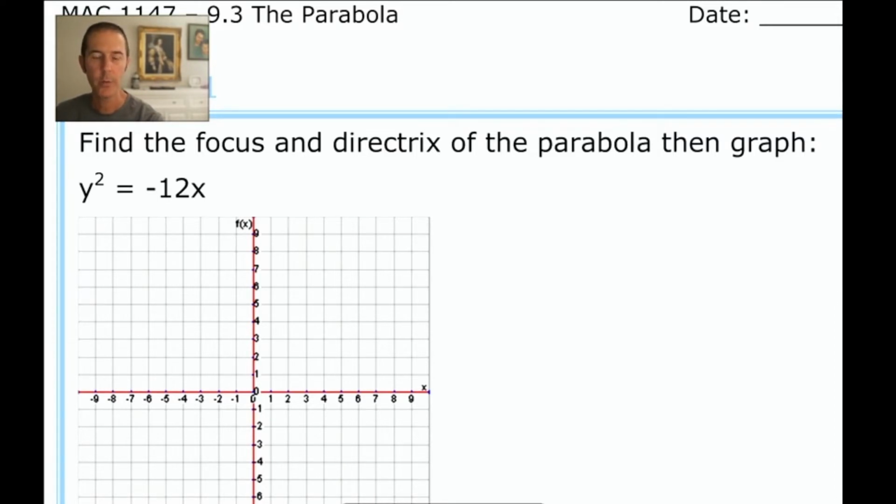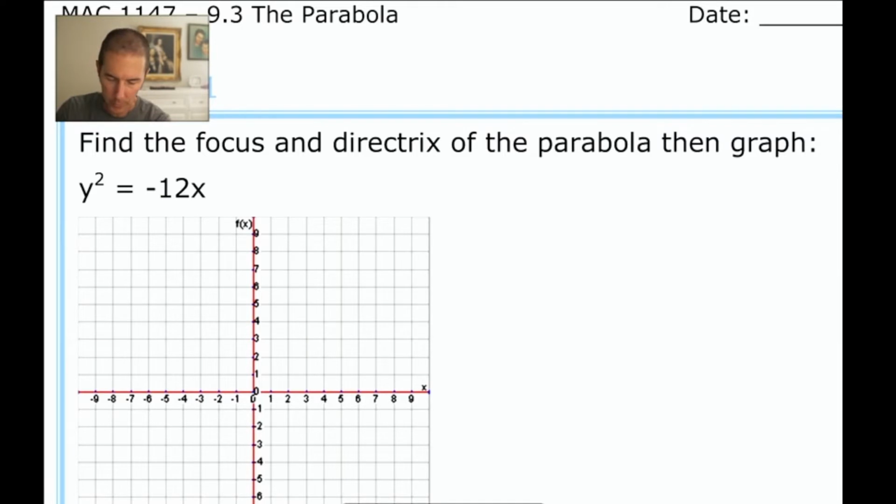So I know that this is going to be a sideways opening parabola. I'm also pretty confident that this parabola is going to be opening in the negative horizontal direction because of that negative a value, so to speak, or that negative coefficient on the linear term is another way to say it.